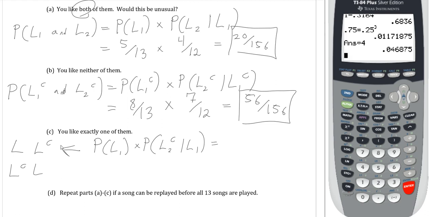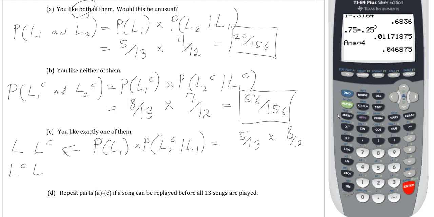Well, the probability that I like the first song is 5 out of 13. Since one song has been played, there's only 12 songs remaining. Of those songs, the amount of songs that I dislike is still 8. The first song that I played was one that I like, not one I dislike. So there's still 8 songs that I dislike in that CD. That's what I would need to do to solve for one of these.